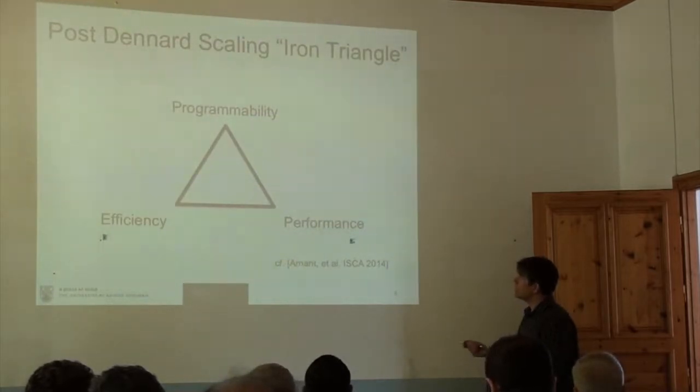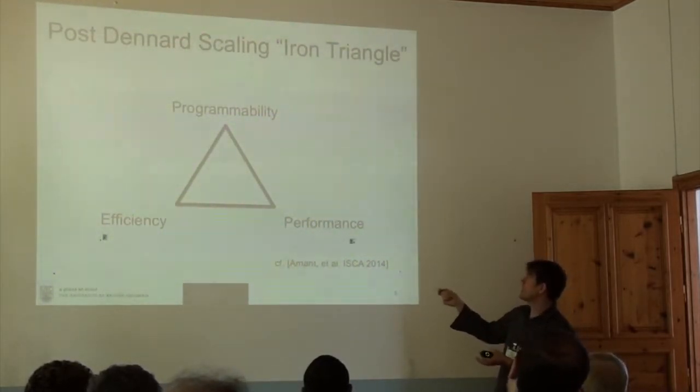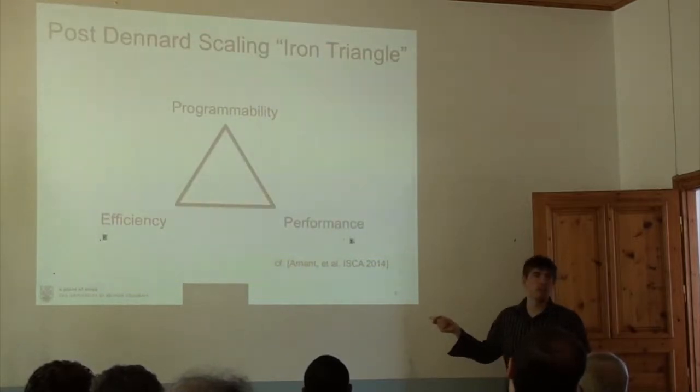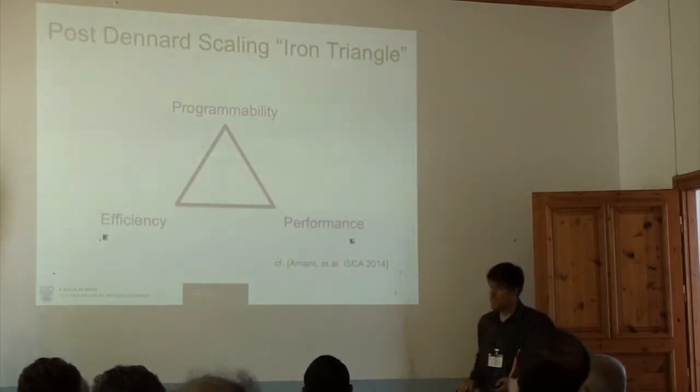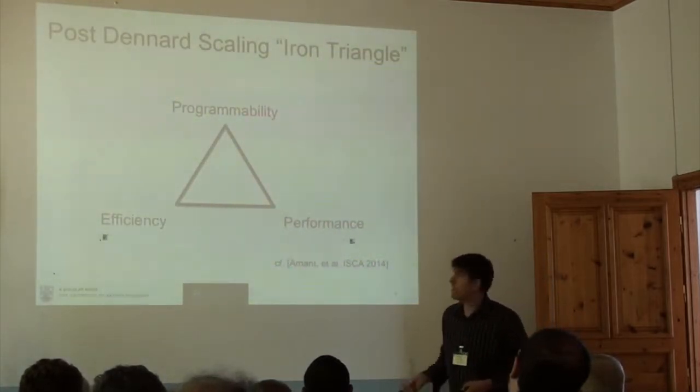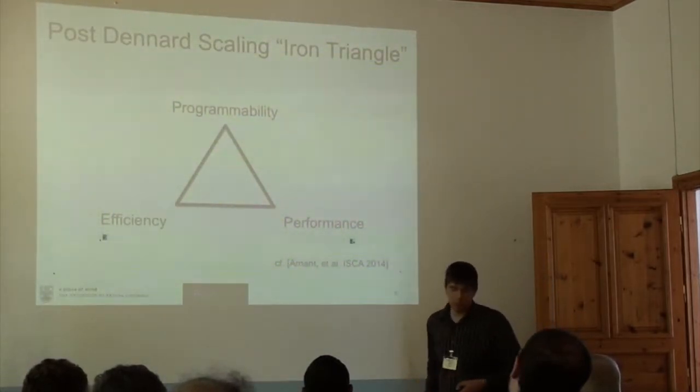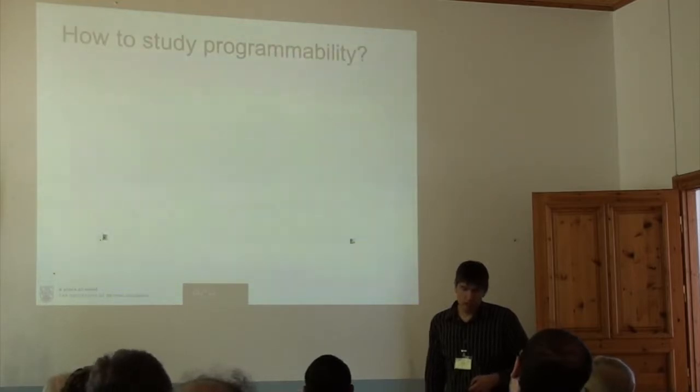So the question is how do we trade off these things? The basic way to look at it is you can only get two of these sides of the triangle. You can get efficiency and performance, efficiency and programmability, or programmability and performance. And I would actually argue that it's probably worse than that. You probably can't even get two of the sides of these things.